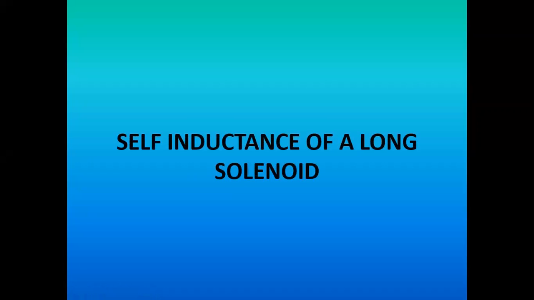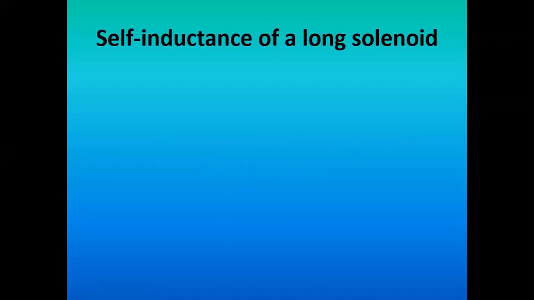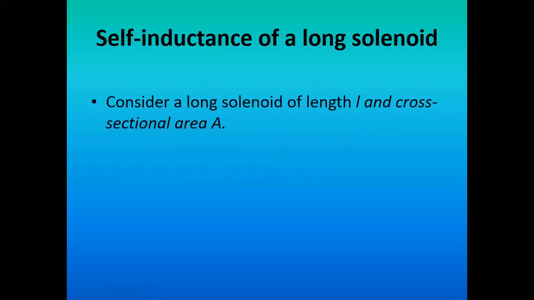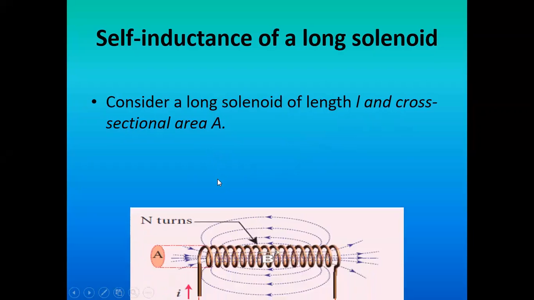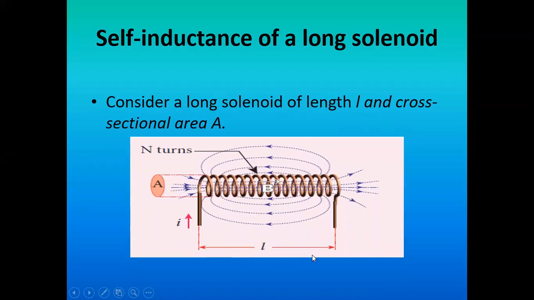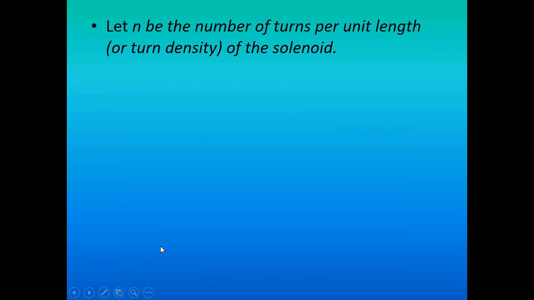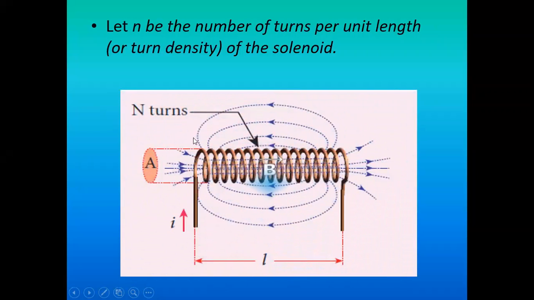Self-inductance of a long solenoid. To find out the self-inductance of the long solenoid, we are going to consider a solenoid of length L and cross-sectional area A. So this is a solenoid of length L and the area of cross-section of the solenoid is A. Now let the number of turns in the solenoid per unit length be N. It is otherwise called the turn density of the solenoid.